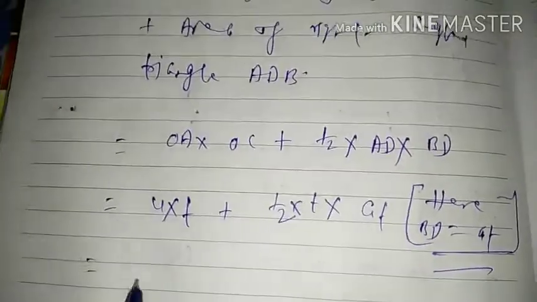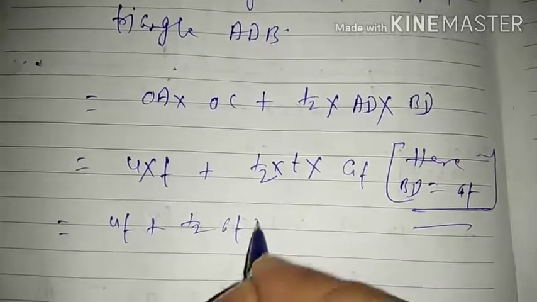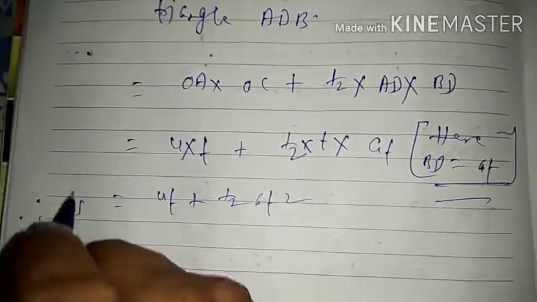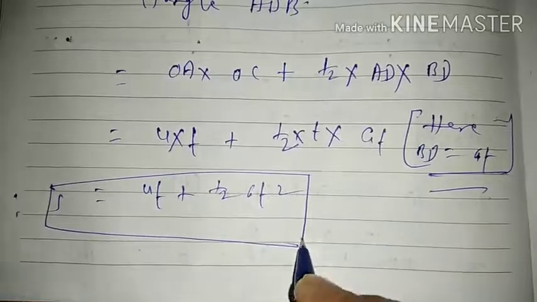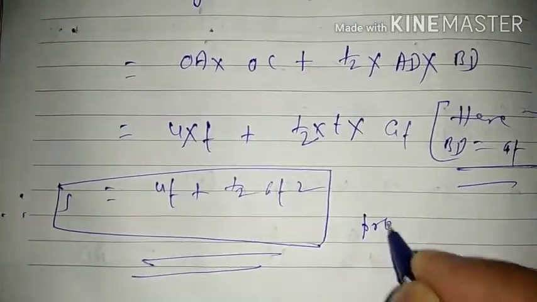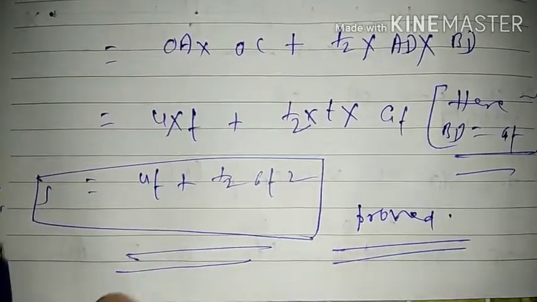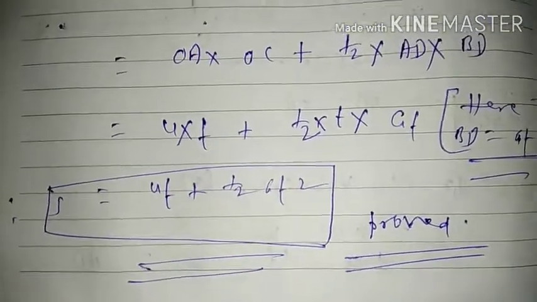Now with multiplication, what we can write? UT plus half AT square. Therefore we can say S is equal to UT plus half AT square. Proved. Thus we proved graphically the position time relation.